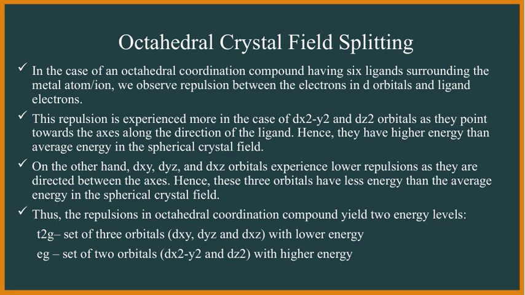Understanding this splitting is key to grasping the behavior of transition metal complexes, especially how they absorb light and exhibit various magnetic properties. It's a fundamental concept that links the structure of these compounds to their electronic and chemical behavior.